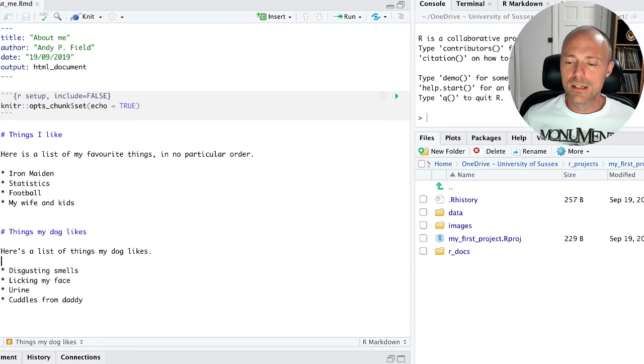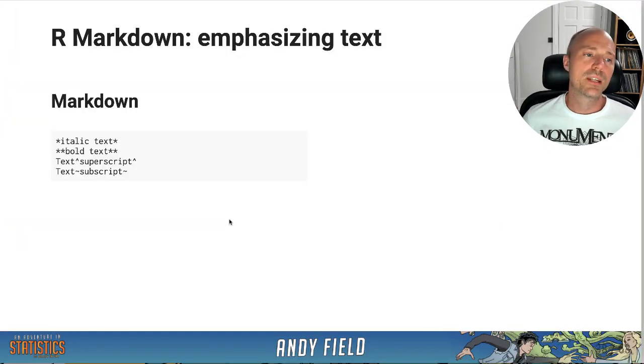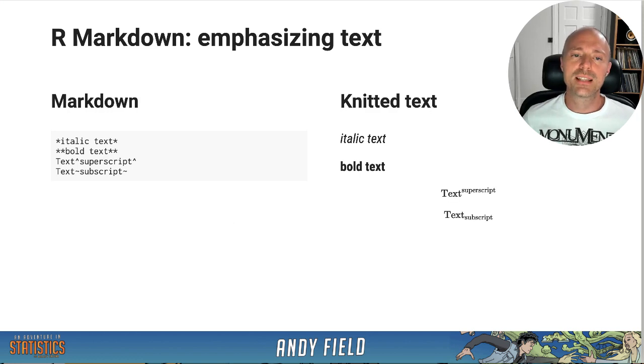Okay, so we can put lists in, emphasizing text, bold and italics. If you want italic text, you put it between 2 asterisks. If you want bold text, you put it between 2 sets of double asterisks. If you want something in superscript, you put it between 2 kind of hat symbols. And if you want subscript, you put it between 2 tildes. So these would format like this. So the italic text comes out as italic. Having two asterisks at either side of the text makes it bold, and you can see what happens with the superscript and subscript. Let's have a look at that in practice.